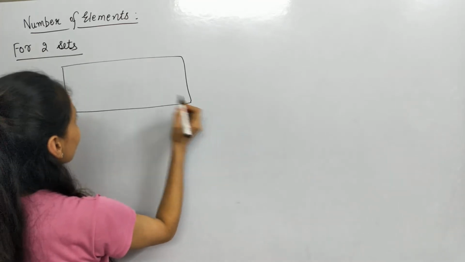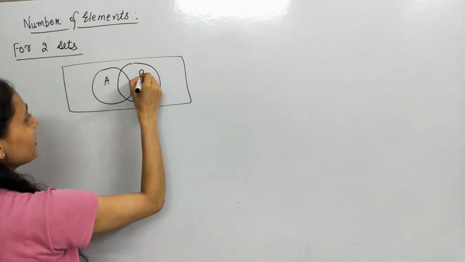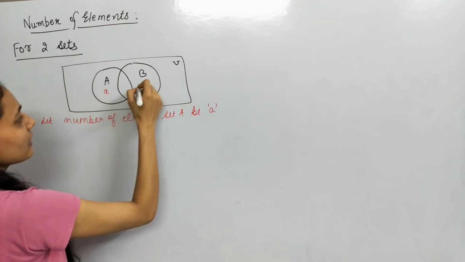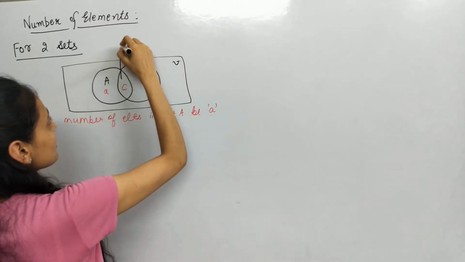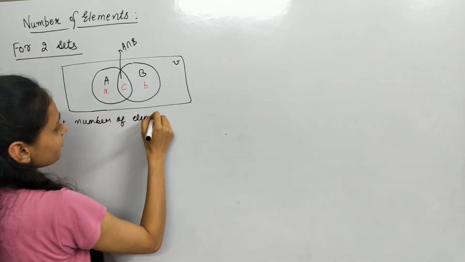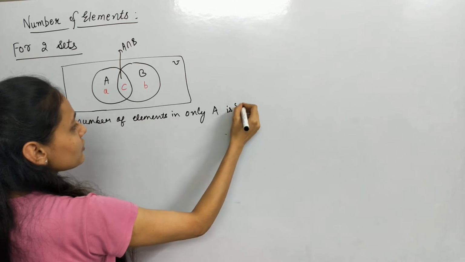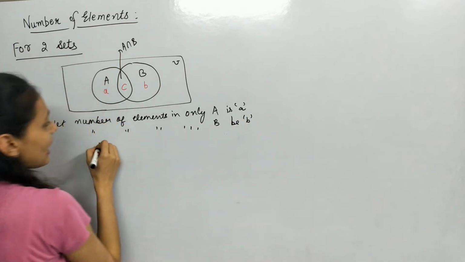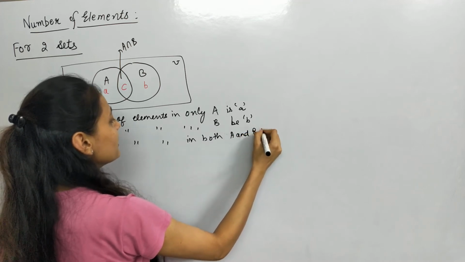Venn diagram representation of these two sets will be like this: this is set A, this is set B, and this is the universal set. Let this be small a, and in B small b, and in the intersection be C. What is this? This is A intersection B. Number of elements in only set A is small a, number of elements in only B is small b, and number of elements in both A and B is C.